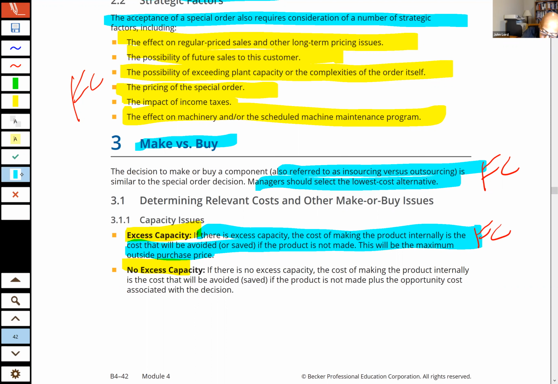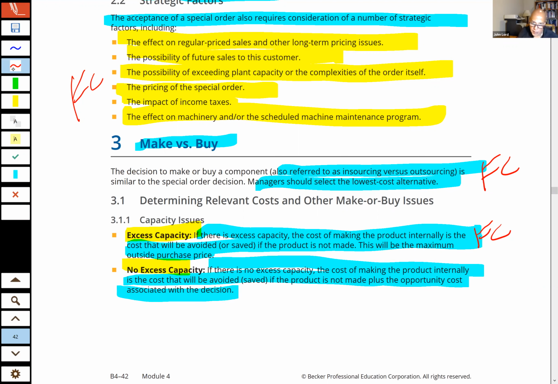And if no excess capacity, the cost of making the product internally is the cost that will be avoided if the product is not made, plus the opportunity cost associated with the decision. So now you'd have to include in there any contribution margin that would be lost, because now you're not making something that was potentially giving you a contribution margin before.